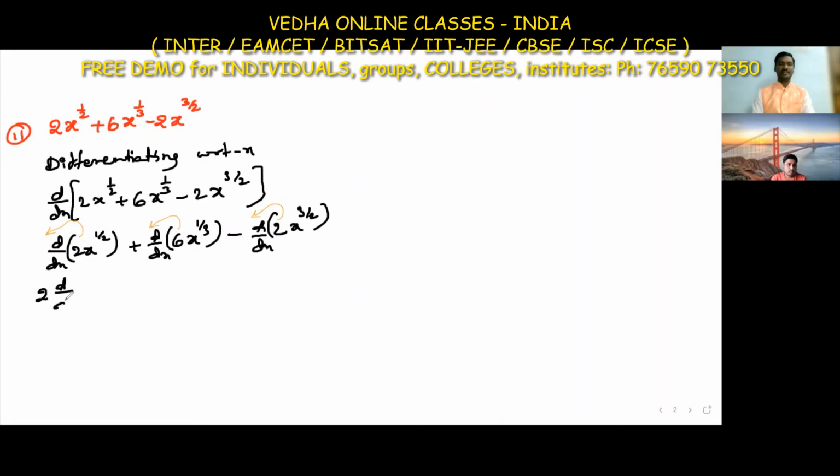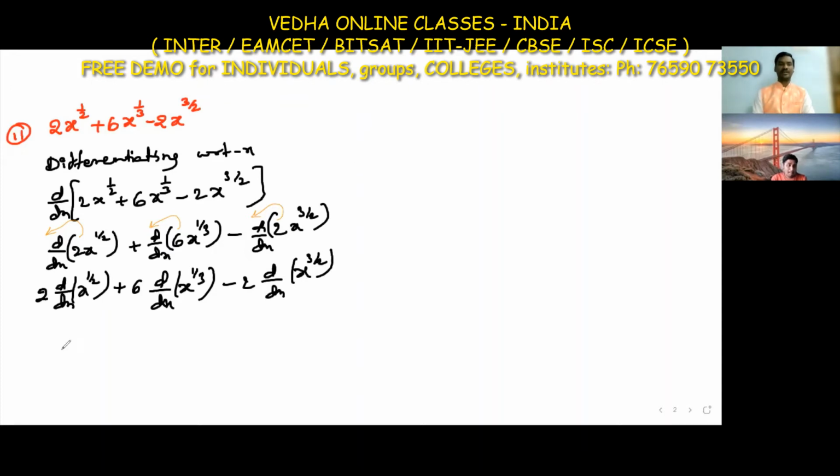And d by dx of x to the power 1 by 2, plus 6 is a coefficient written outside, and d by dx of x power 1 by 3, minus 2 is a coefficient written outside, and d by dx of x power 3 by 2. Okay, so now we can apply the formula.